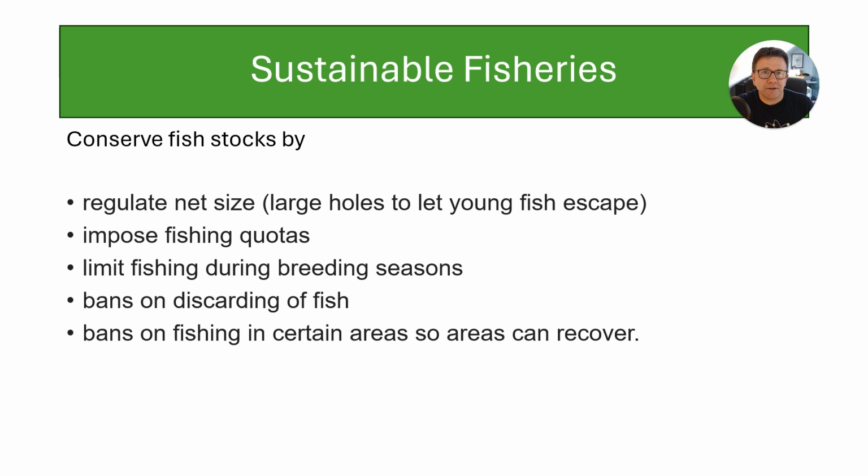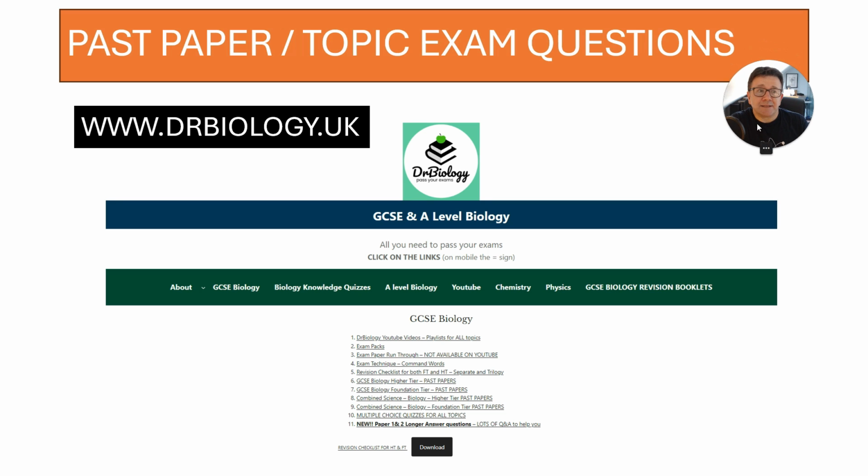And about how you conserve fish stocks. So you need to regulate net sizes, so you have large holes in the nets to let young fish escape. You impose fishing quotas, so fishermen can only take out a certain weight of fish. You limit fishing so that you don't allow them to fish during breeding seasons. You don't discard fish, which they used to. And then you ban certain fishing in certain areas, so you have protected areas, conservation areas. Good. Okay, there's a lot there.